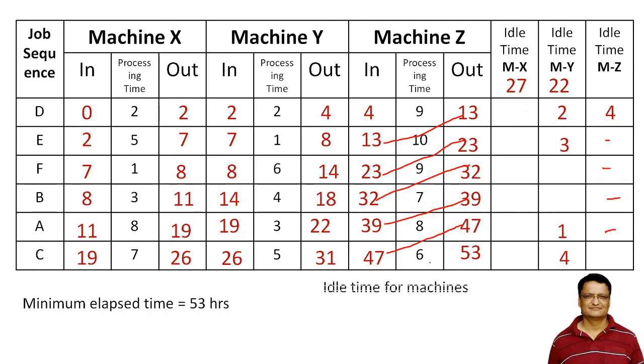Okay, so we can say that the idle time for machine X is 27 hours, for machine Y it is 32 hours. So this is the summation of all these things, and for machine Z it is just 4 hours.